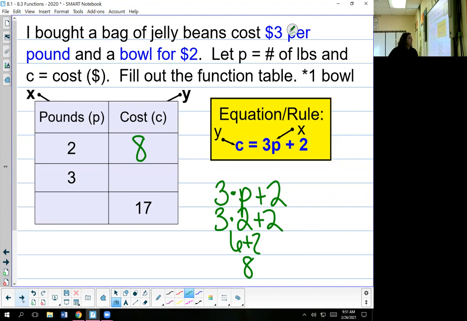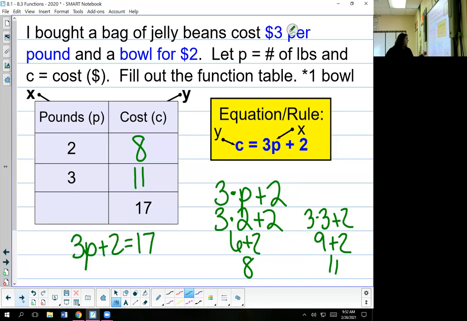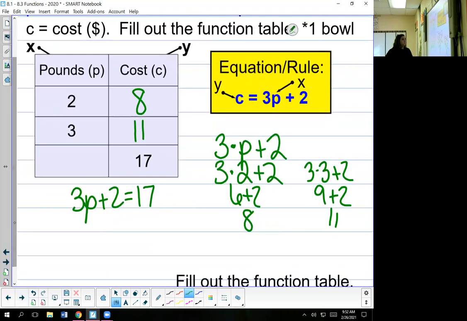Same thing here, do the same thing. If I plug in P is 3, 3 times 3 plus 2, that's 9 plus 2, which is 11. So I spent $11. So how would I go in the reverse? Well, if I know 3P plus 2 is 17, I need to do the inverse order of operations first. Just like we talked about, I'd subtract 2 first, right? So if I subtract 2 going backwards, I get 15, right?